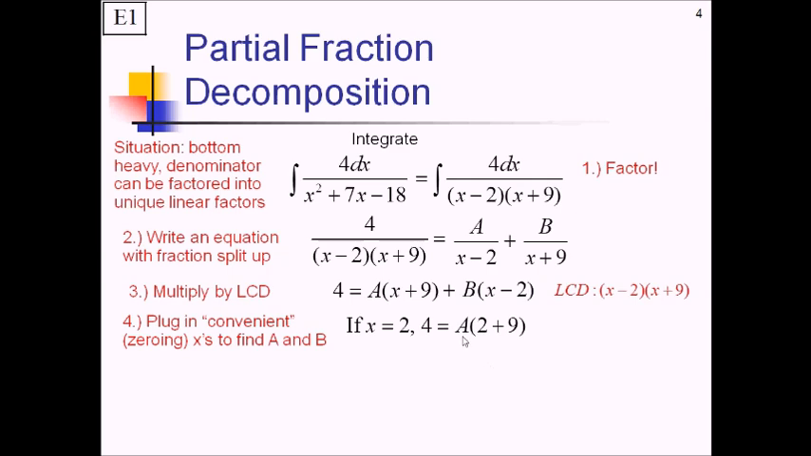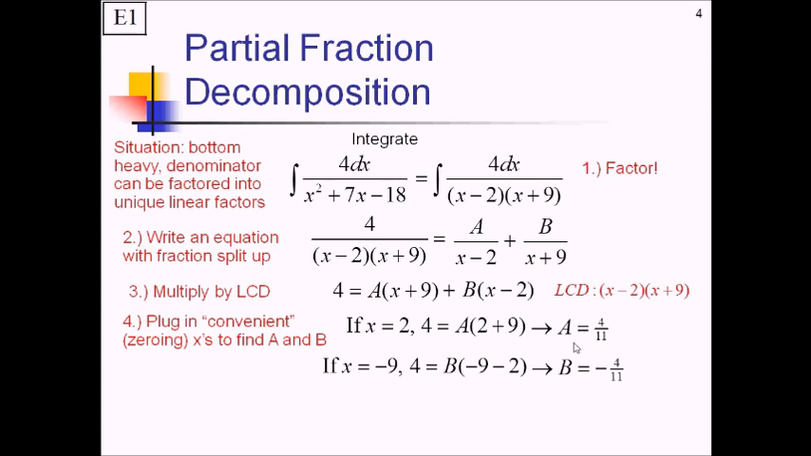Okay, let's go ahead and solve this now for a. So this is just 11a equals 4, so a equals 4 over 11. Okay, that's great. Let's go ahead now and do the same thing for b. To figure out b, I have to get rid of this a term here, so I'm going to pick an x value of negative 9. If x equals negative 9, then I can write 4 equals, well, the a value is gone now because this factor is 0, so just b times negative 9 minus 2. This is really negative 11b, so we have b equals negative 4/11.